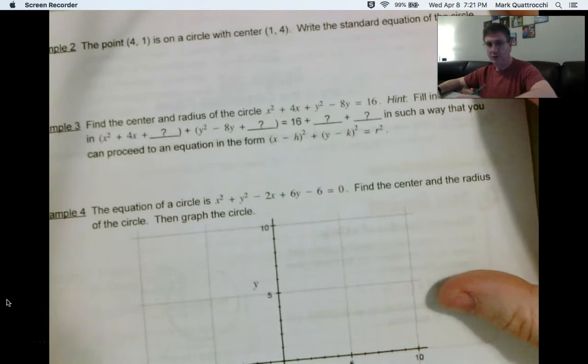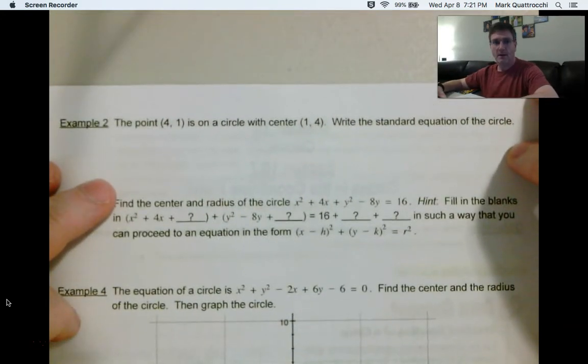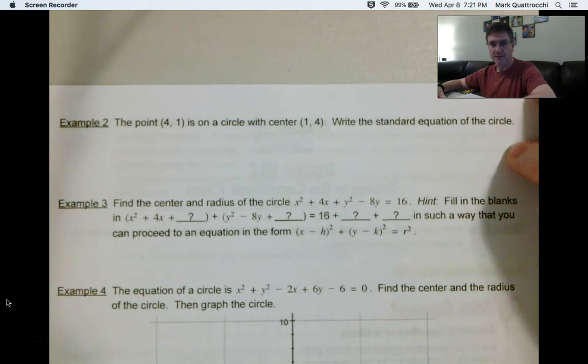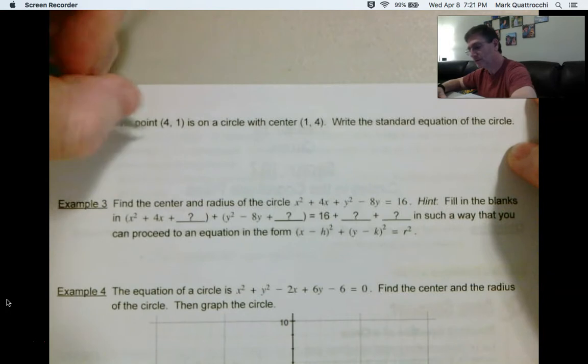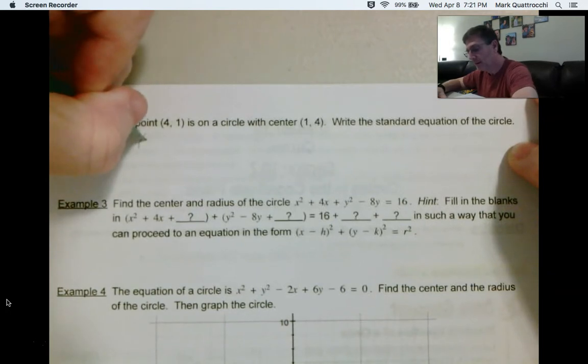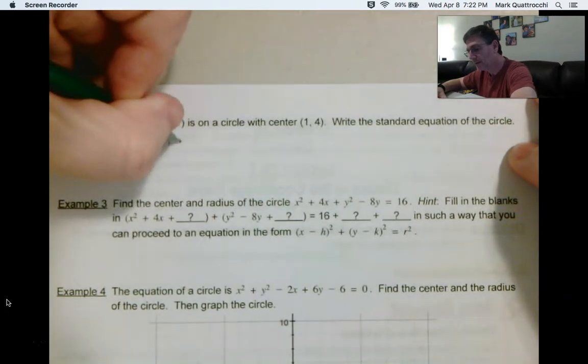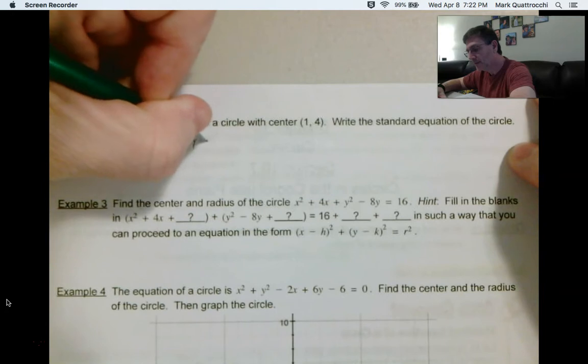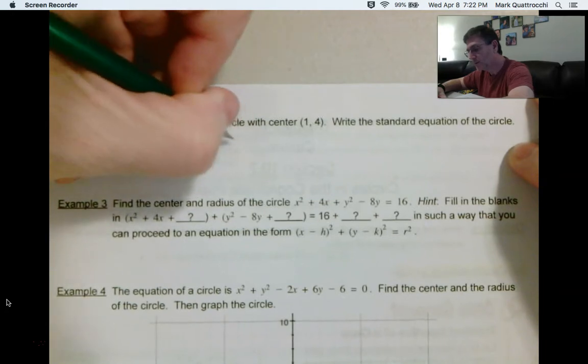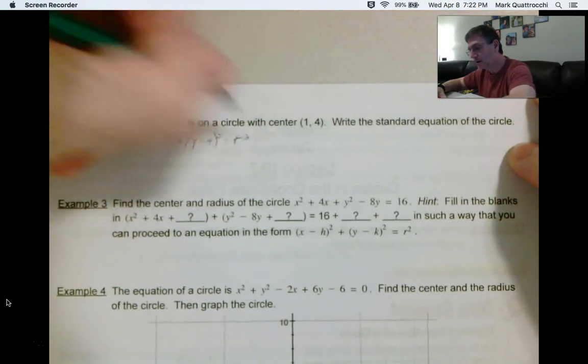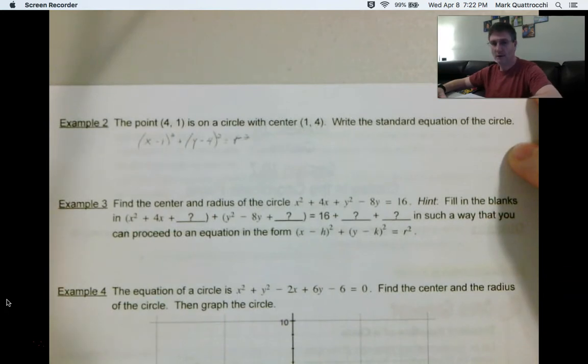Example 2. The point 4, 1 is on the circle. The center is 1, 4. Write the standard equation for the circle. So we can start off with knowing that we have x minus 1 squared plus y minus 4 squared equals r squared. We're going to have to find out what r is.